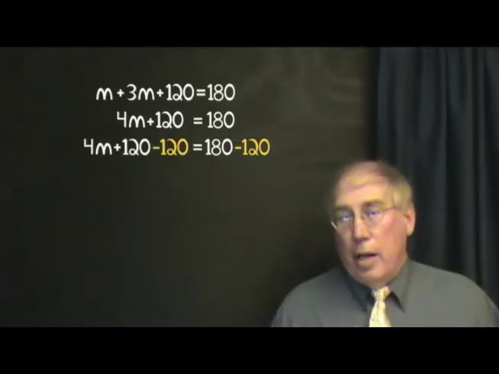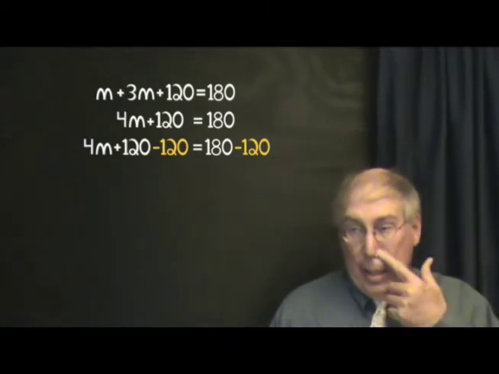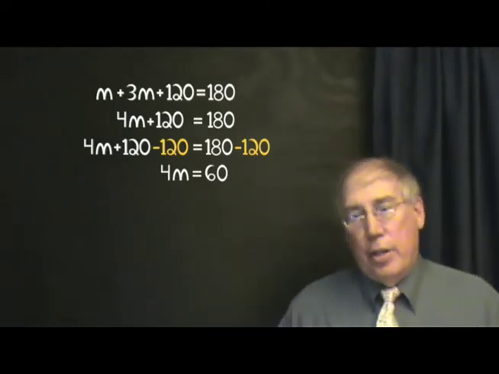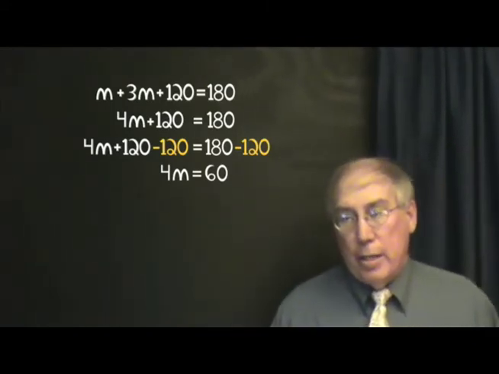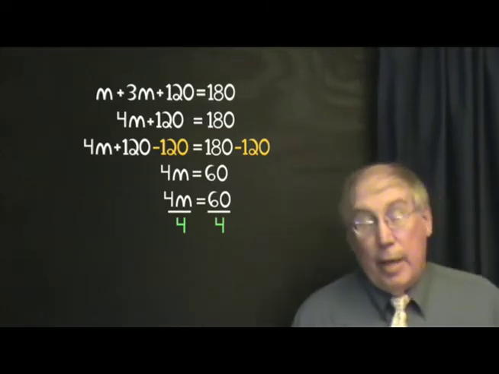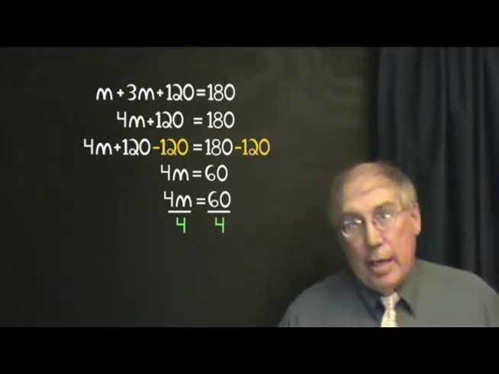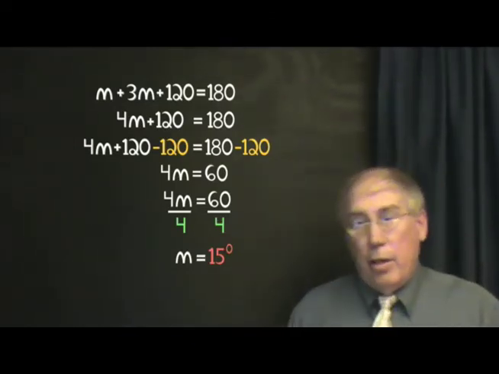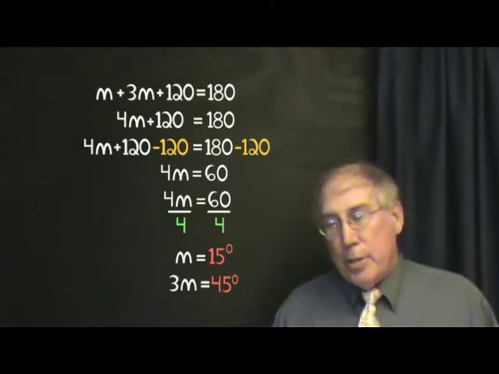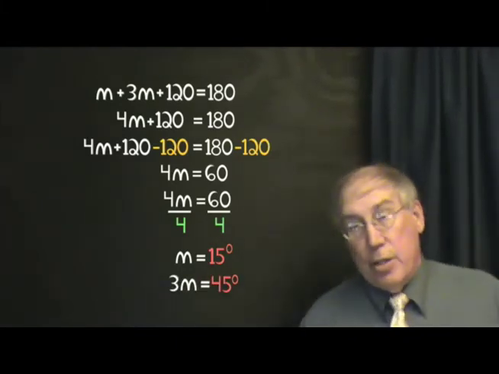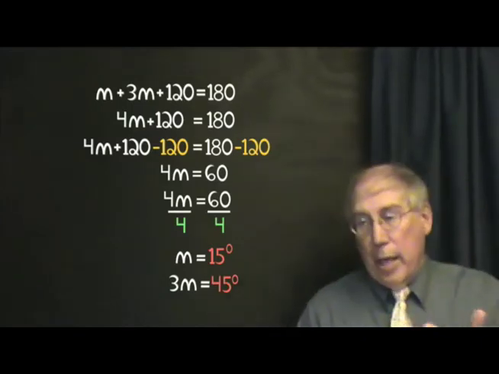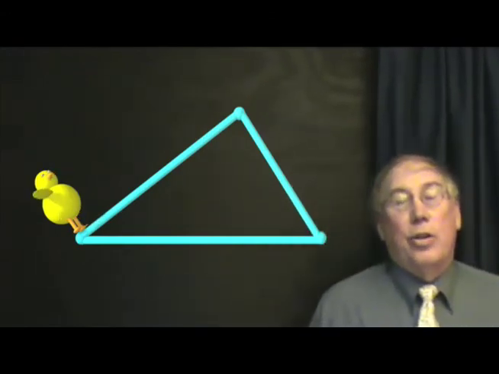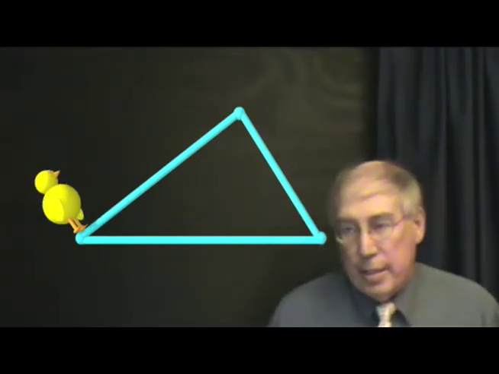Let's subtract off 120 from both sides, and then we should get 4M equals 60. Then divide through by 4 on both sides, and we should come out with what M is. That's one of our angles. So M equals 15 degrees. Now let's go back and multiply 3 times that to find out what the other angle is. And that's going to be 45 degrees. So you have your 3 angles of 15 degrees, 45 degrees, and 120 degrees. And that should all add up to 180 degrees.